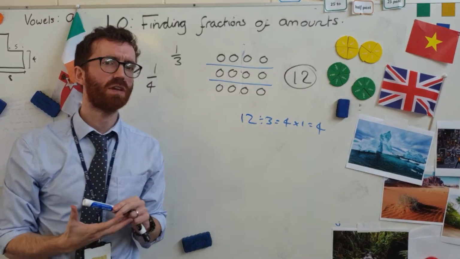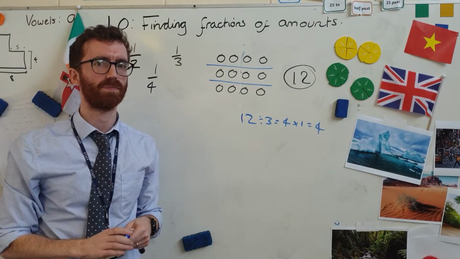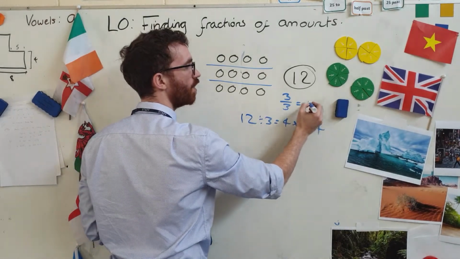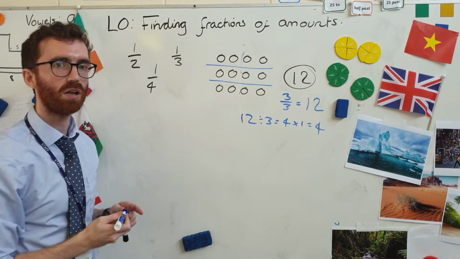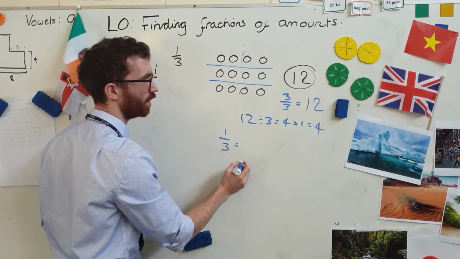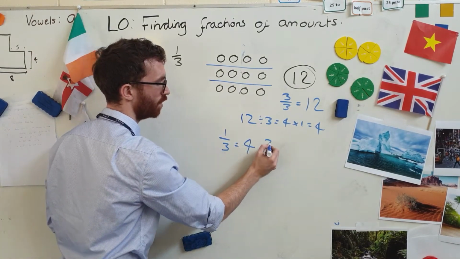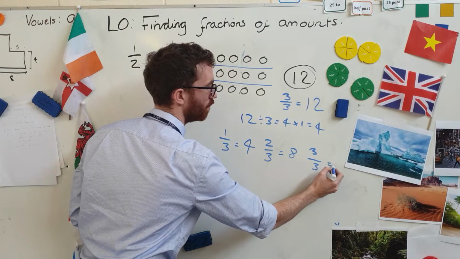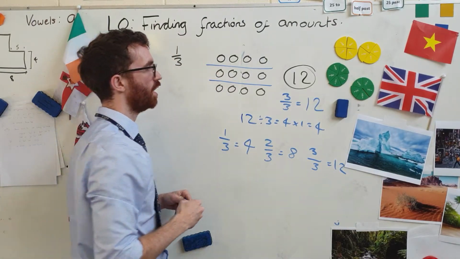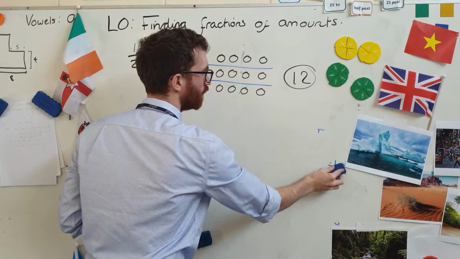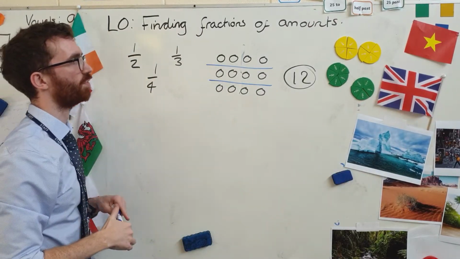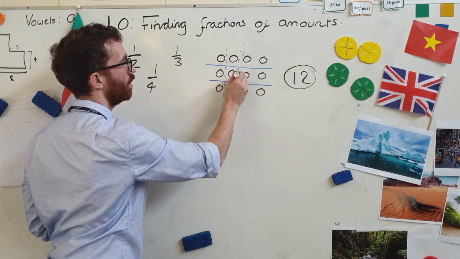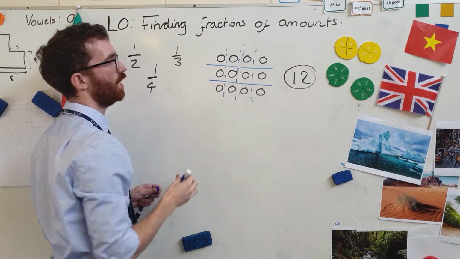How many thirds makes a whole? Hopefully from the other video you'll remember that 3/3 equals the whole. So 3/3 of this is 12. So 1/3 equals 4. 2/3 equals 8. 3/3 equals 12. Okay? Right. That's quite simple. We could do this as well. What's a quarter of 12? Well, 12 divided by 4 is 3. 3 times 1 equals 3. So a quarter, let's just check that that's right. Split it into quarters. Oh yeah, there's 3 in each.